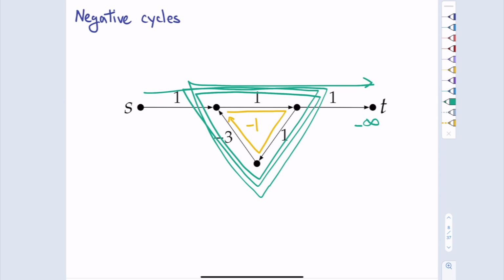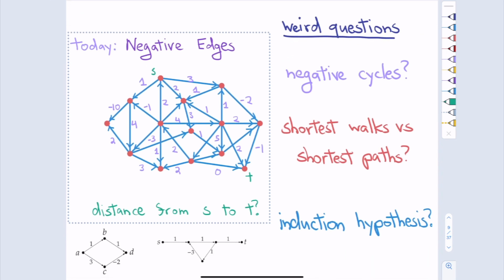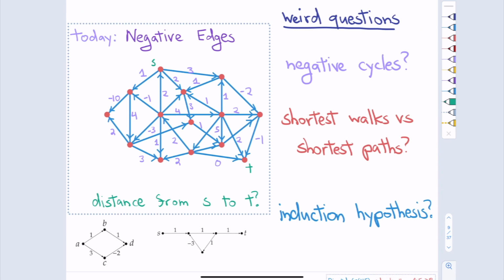So that's another thing that we have to watch out for that did not come up with positive edge weights. Okay, so negative edge weights prompt some of these weird questions. How are we going to deal with negative cycles? What's also going on with this thing about shortest walks versus shortest paths? At some level, we've all heard these are shortest path problems, but distances are defined in terms of walks, and what happens with negative cycles, and what's going on there.